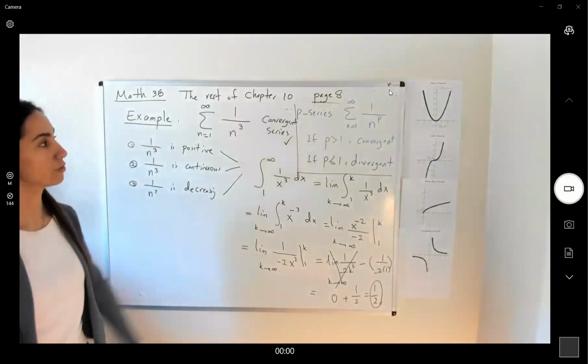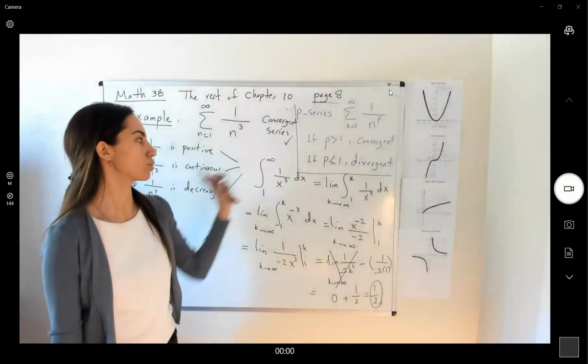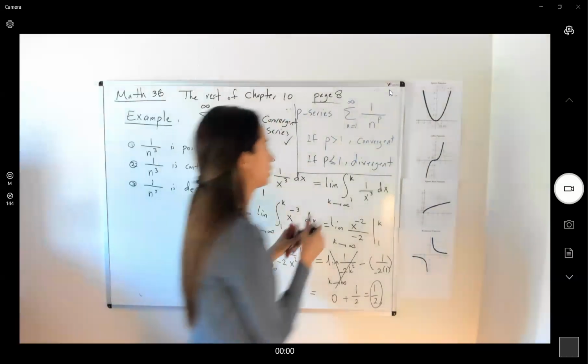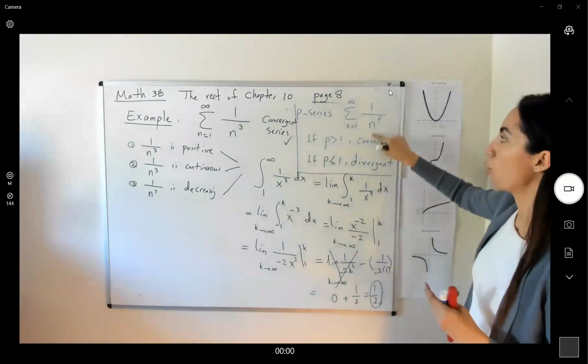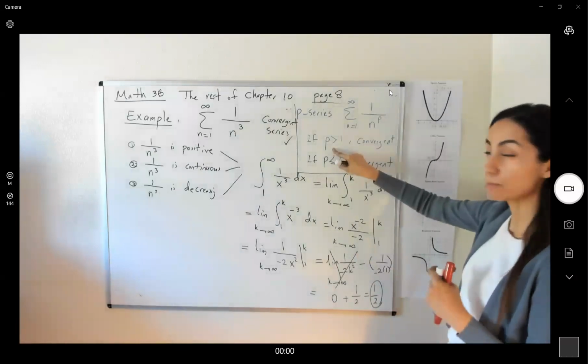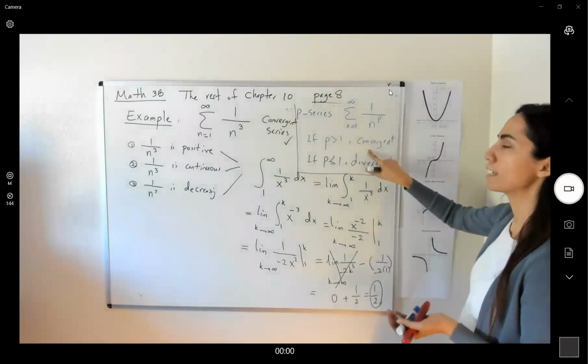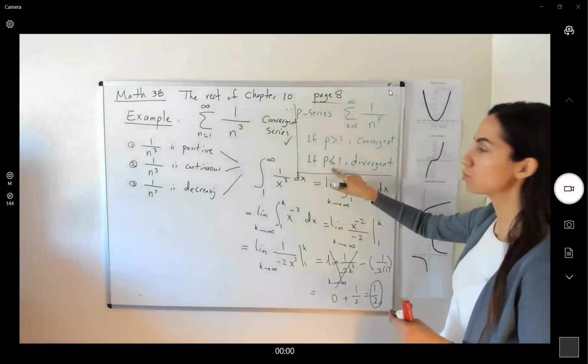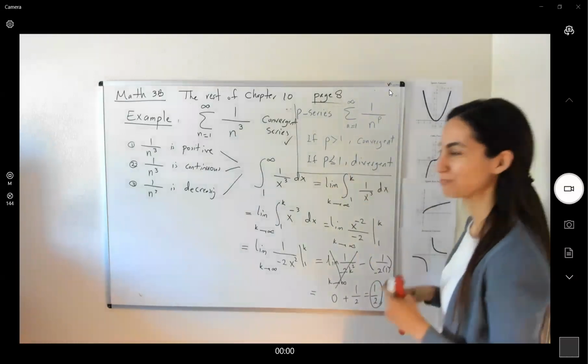So as I mentioned before, you can use your integral test to check p-series. But in general, when you have a p-series, if you have 1 over n raised to different exponents, if that exponent is greater than 1, we can say that, hey, I have a convergent series. If it's less than or equal to 1, it is divergent.